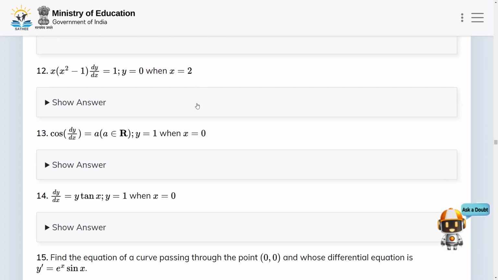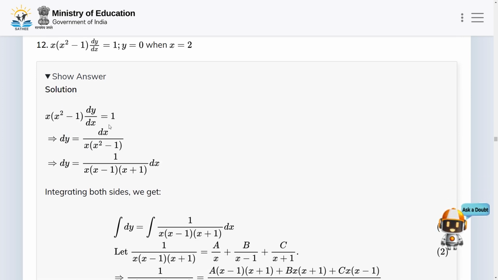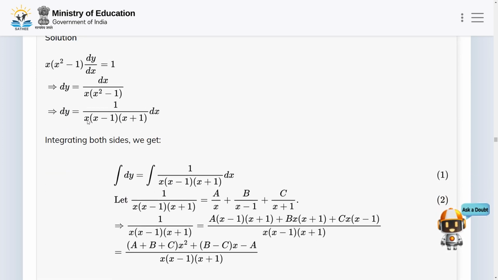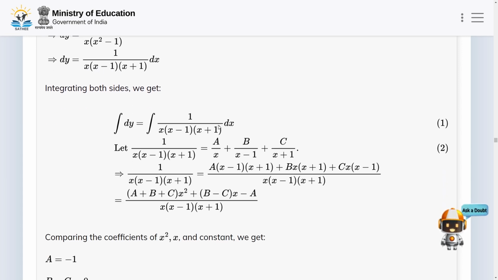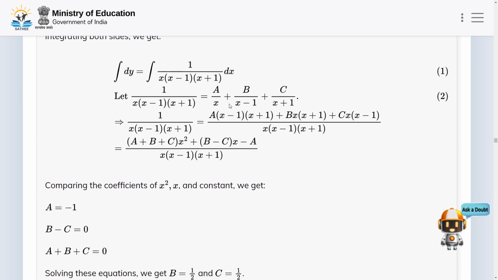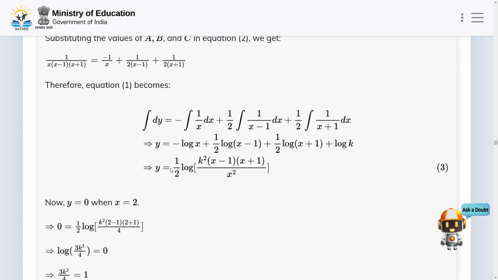Clear? Okay. Next problem. Let me just quickly show you the solution for this, and then we will be ending, and the remaining problems we will be seeing in the upcoming session. After doing the separation, you will have dy is equal to 1 divided by (x minus 1)(x plus 1). After applying the partial fractions, you will get the values b is equal to half, c is equal to half, and a is equal to minus 1. Then you can directly integrate it.